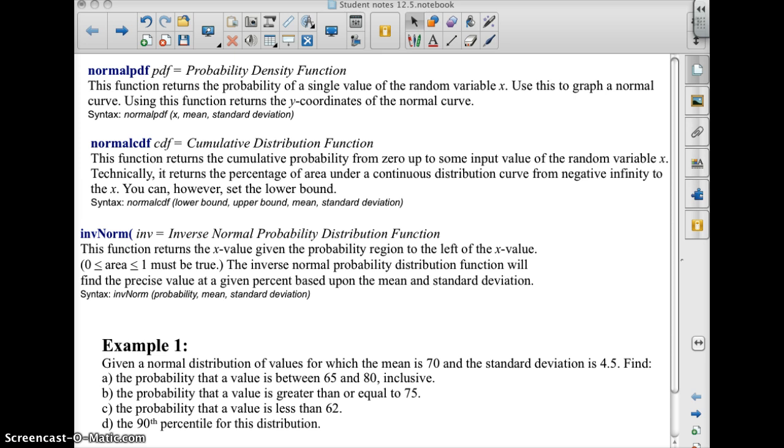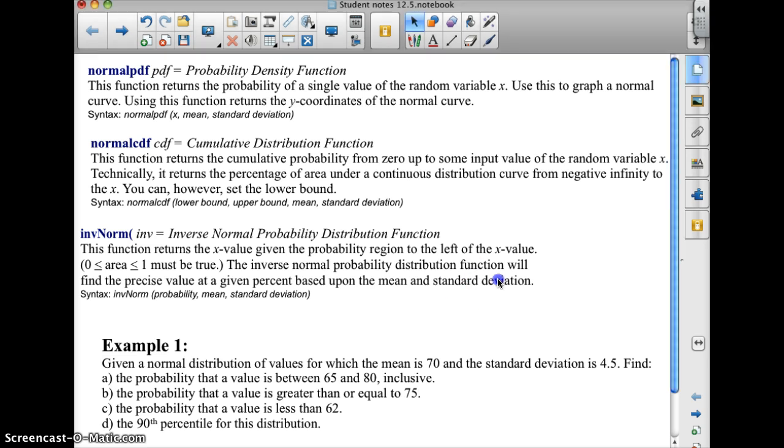If I wanted to know greater than a value, like probably somebody scored greater than an 85, then I would have the lower bound of 85 and the upper bound I would put in like, I don't know, 99,999. Something. It's essentially going to infinity. 100 is the highest score possible, but you want to make sure you're including all of the possibilities there, so you want to go up beyond that. And then you put the mean and the standard deviation.